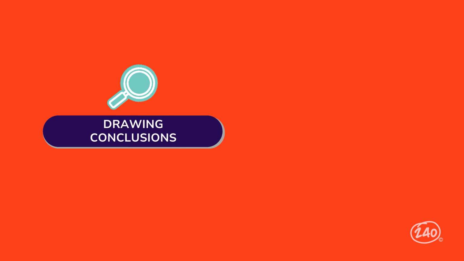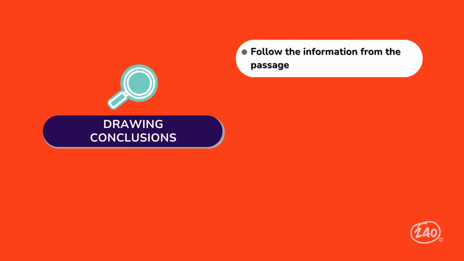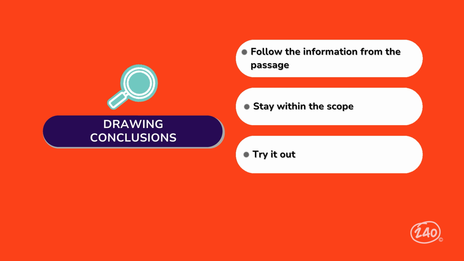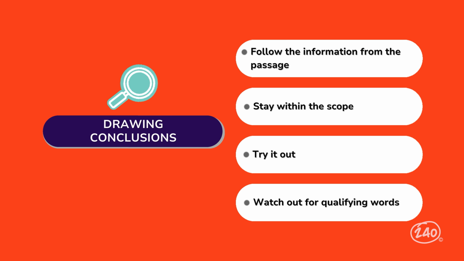Your conclusion must logically follow the information from the passage. Stay within the scope of the passage. Make sure your answer choice doesn't take part of the logical conclusion and twist it further than what the original passage intends. Try it out by inserting the conclusion you've selected to the end of the passage. Ask yourself, does it flow? Watch out for qualifying words like best or only in choices. These often limit or make the conclusion false.